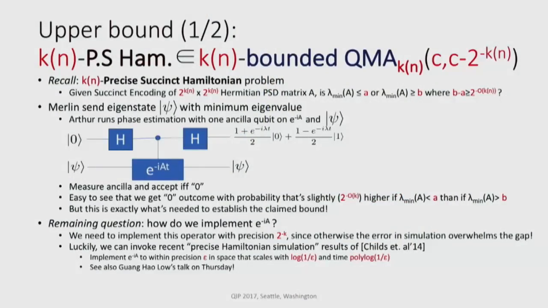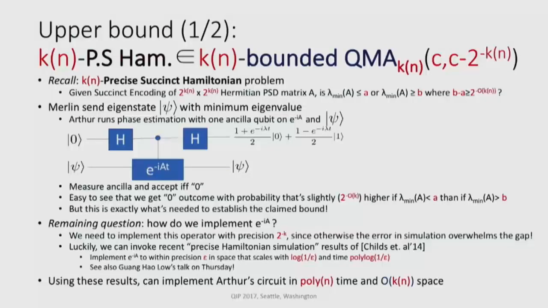See also the talk on Thursday for the latest news on these kinds of Hamiltonian simulation results. But anyway, for us, the important thing is that using these simulation results, we can implement Arthur's verification circuit in time that scales polynomially in n and in k of n space, which is exactly what we're claiming in the first part of our upper bound.